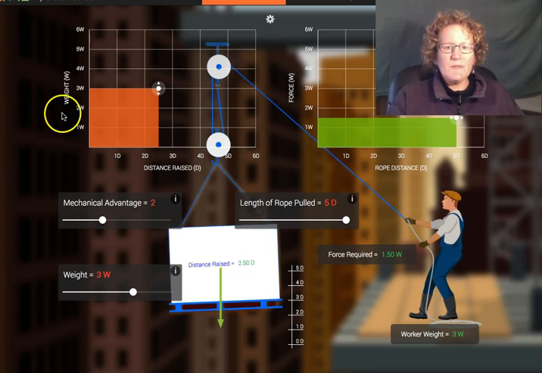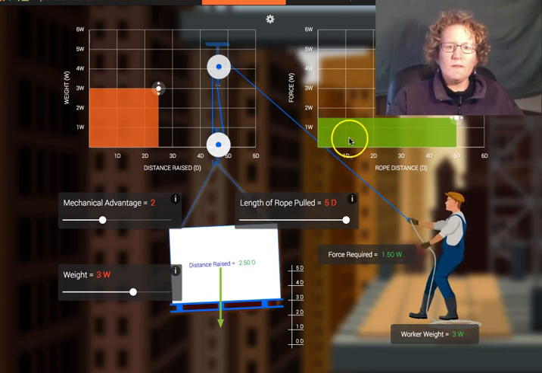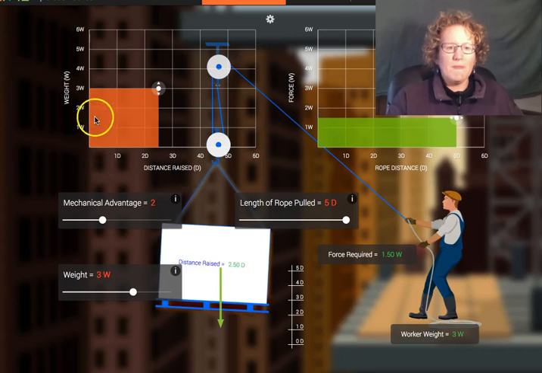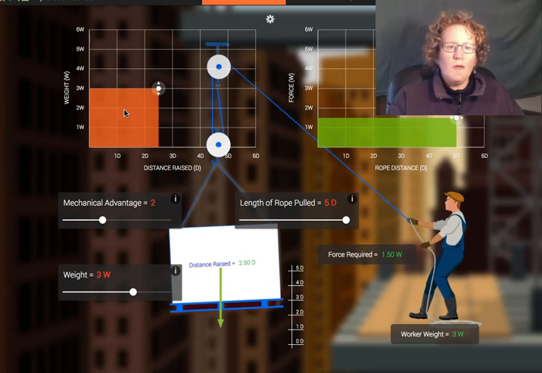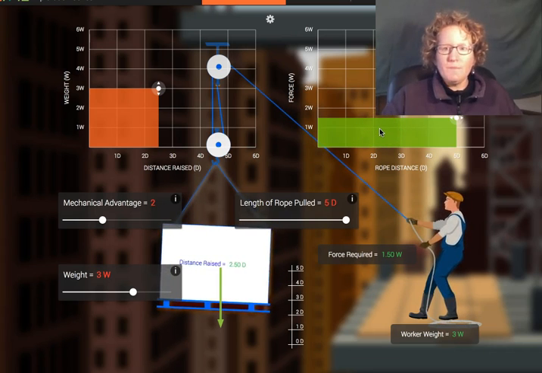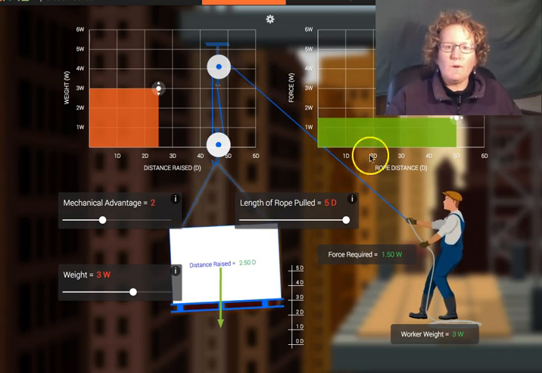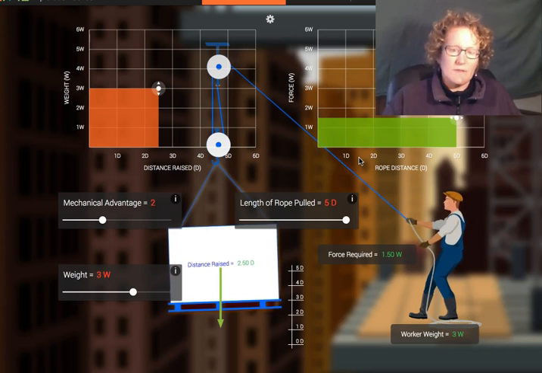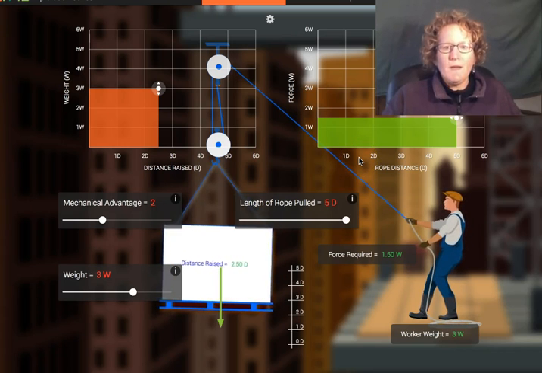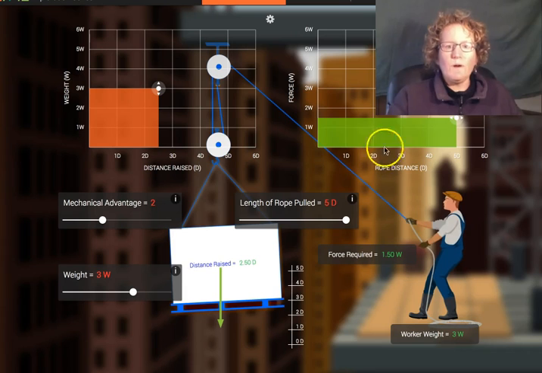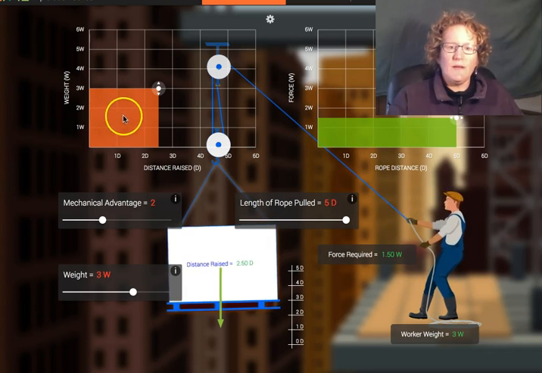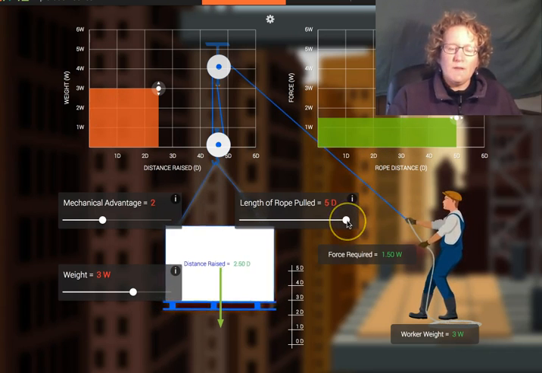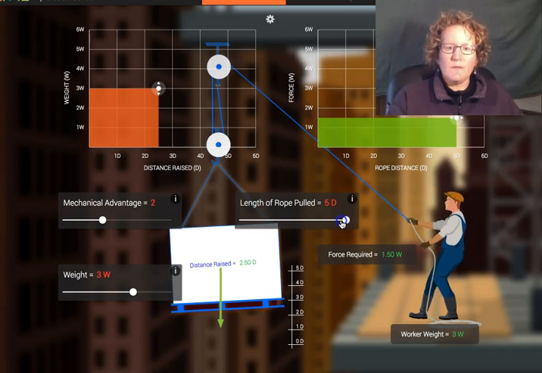So I've set it up so, of course, work is the same on both sides. The area of the orange rectangle is the same as the area of the green rectangle, because both of these are force times distance, and force times distance equals work. Now, what's going to happen to the work, or the area of both these rectangles, if we decrease the distance or decrease the length of the rope pulled?